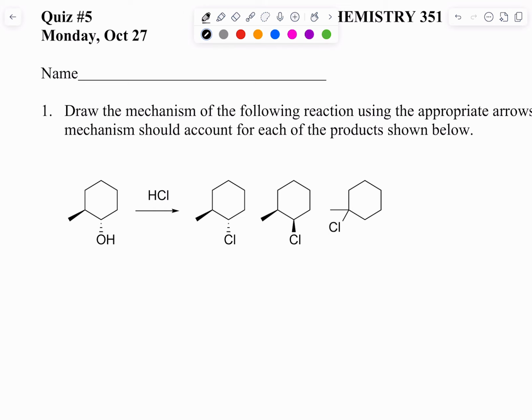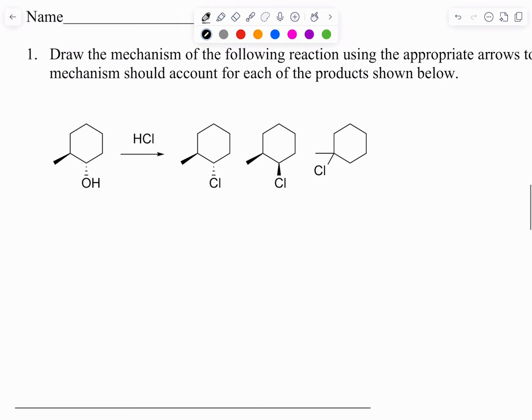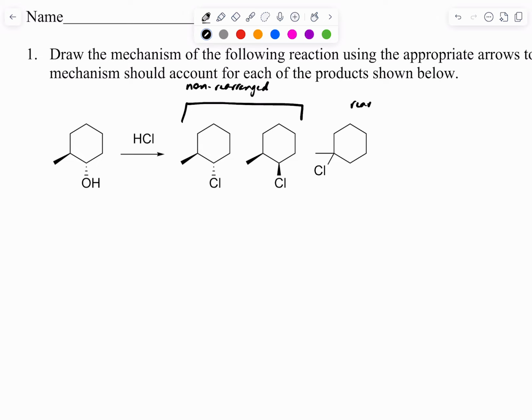So, here is a question in the format of draw a mechanism that accounts for the formation of all of these products. I will give you a hint. These two are non-rearranged, and this one is rearranged. All right, so go ahead and get started on that one. See if you can account for the formation of all of those products.